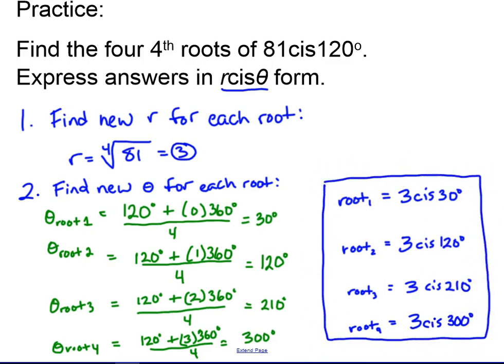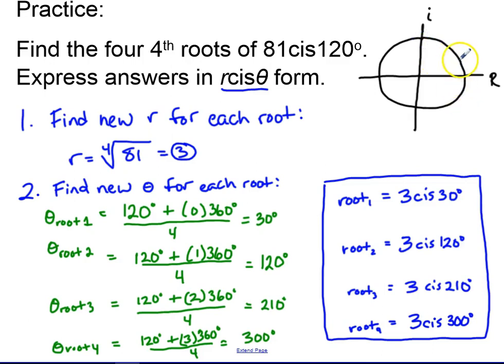Again, we could display that graphically. If we're speaking about where these roots would appear, we might have something like this. This is our imaginary axis and our real axis. Imagine a radius of this circle of 3. Well, 30 degrees would appear about here, 120 here, 210 here, and 300 there. Those would be our 4 roots, W sub 1, W sub 2, W sub 3, and W sub 4.